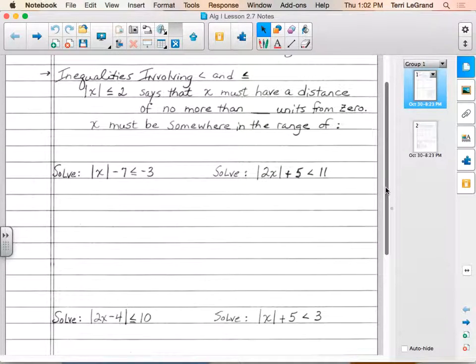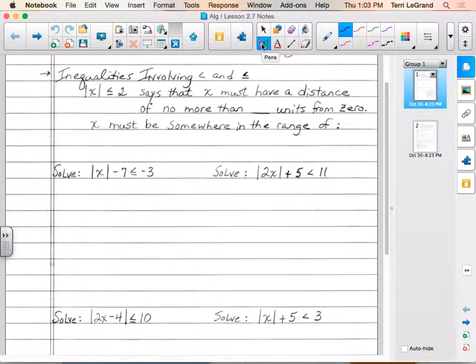We're going to have two situations. We're going to have when inequalities involve the is less than and the is less than or equal to symbols. If it has one of those two inequality symbols, we should be able to have the same thought process throughout. So the absolute value of x, remember absolute value bars are those two vertical line segments on either side of an expression. The absolute value of x is less than or equal to 2 says that x must have a distance of no more than how many units? 2.